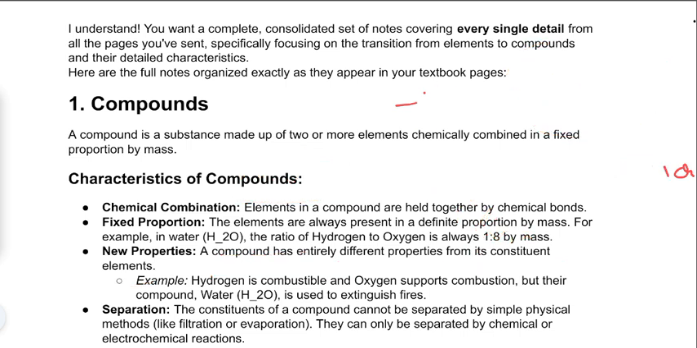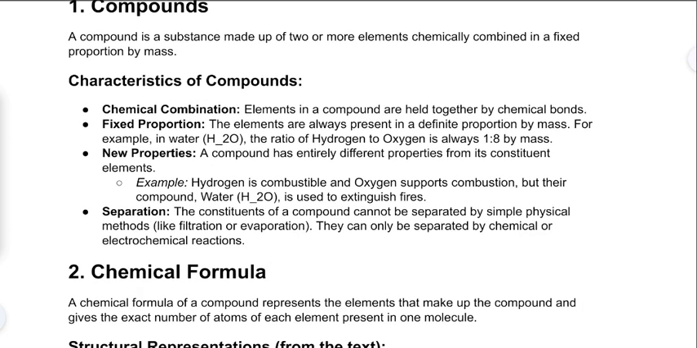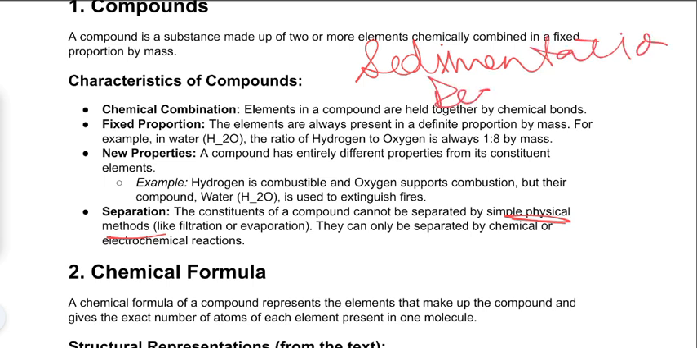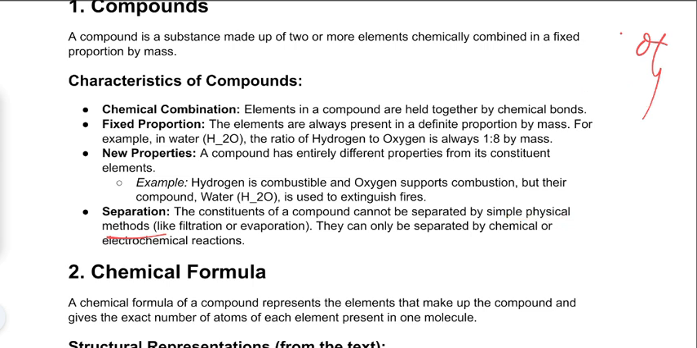Separation. How can the constituent elements of a compound be separated? They cannot be separated by physical methods. Like what are physical methods? Filtration, evaporation, sedimentation, and decantation. They cannot be separated by these physical methods. But they can be separated by some chemical methods or electrochemical methods.